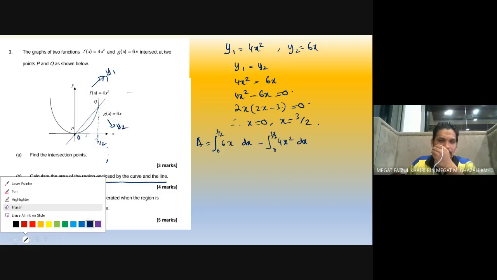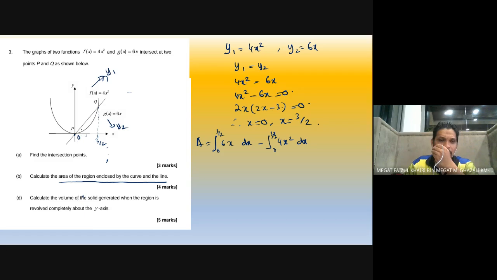Okay, this is the area that we're looking for. The integral of 6x dx gives you the area below this function and the x-axis, so it gives you this area, the whole triangle, minus this: the area below the function 4x squared and the x-axis.